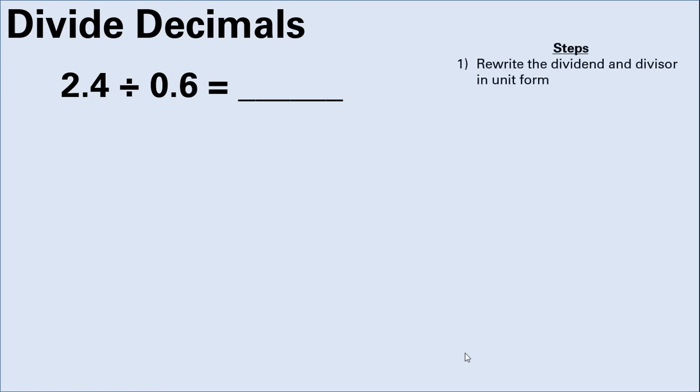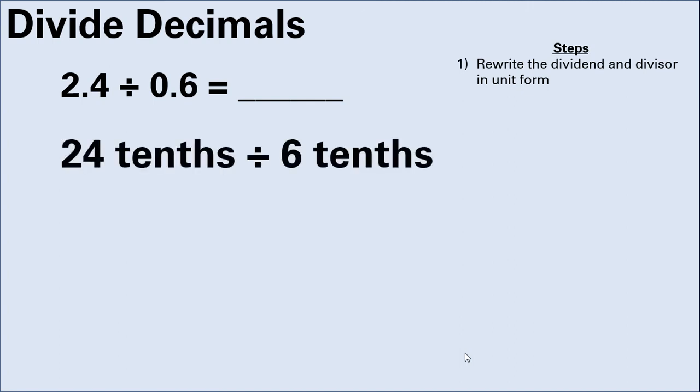The first thing we're going to do is rewrite the dividend and divisor in unit form. Here we have 24 tenths because the 4 is in the tenths place, divided by 6 tenths because the 6 is in the tenths place. Now we're going to start by dividing the whole numbers. 24 divided by 6 equals 4.